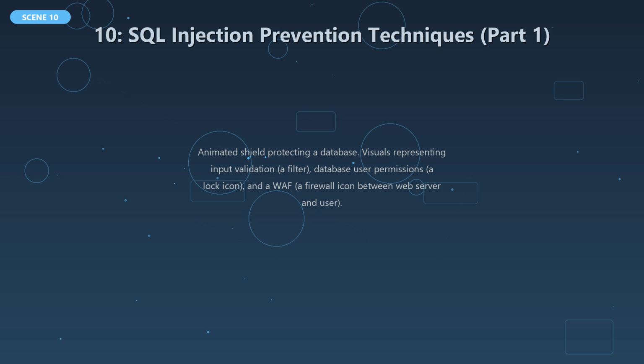And thirdly, web application firewalls, WAFs. A WAF sits in front of your web application and monitors incoming traffic for malicious patterns, including common SQL injection signatures. While a WAF can provide an additional layer of defense and block many common attacks, it's not a silver bullet. A WAF acts more as a perimeter defense, catching known attack patterns. It should be used in conjunction with, not as a replacement for, secure coding practices within the application itself.